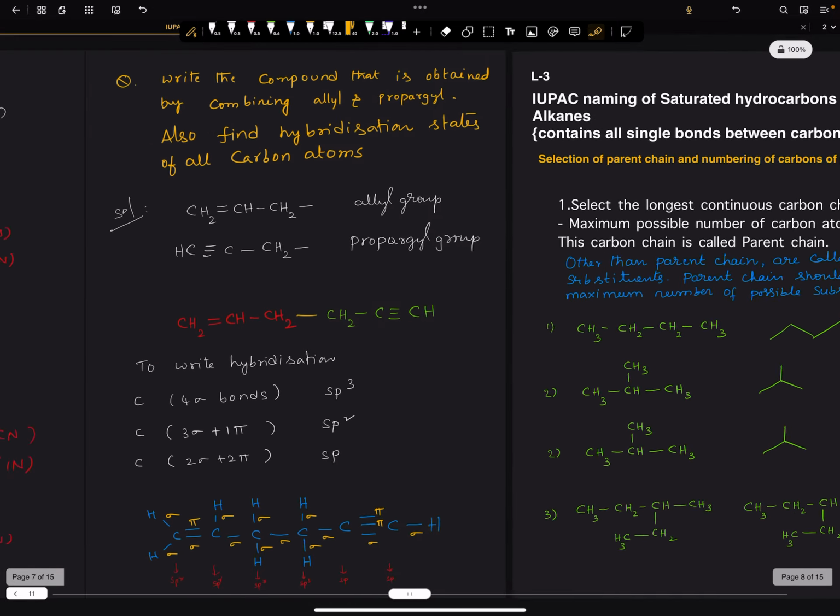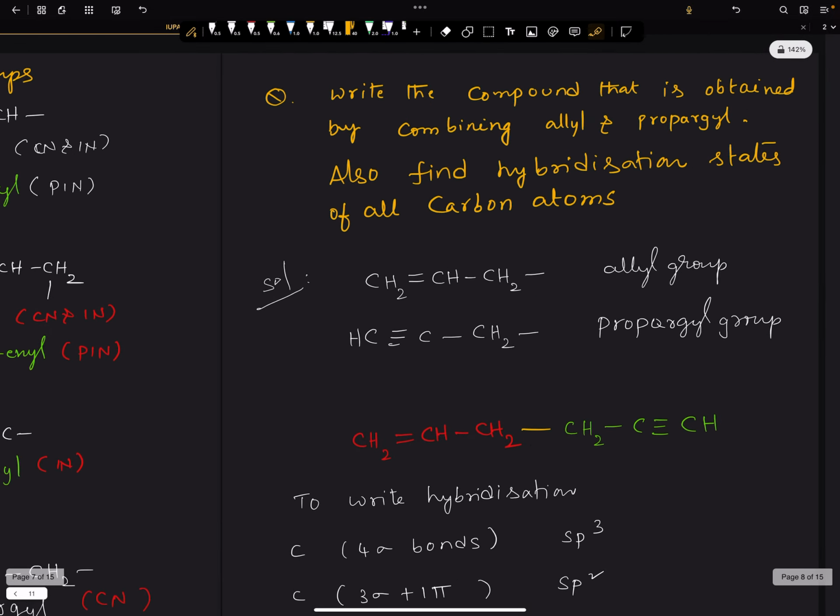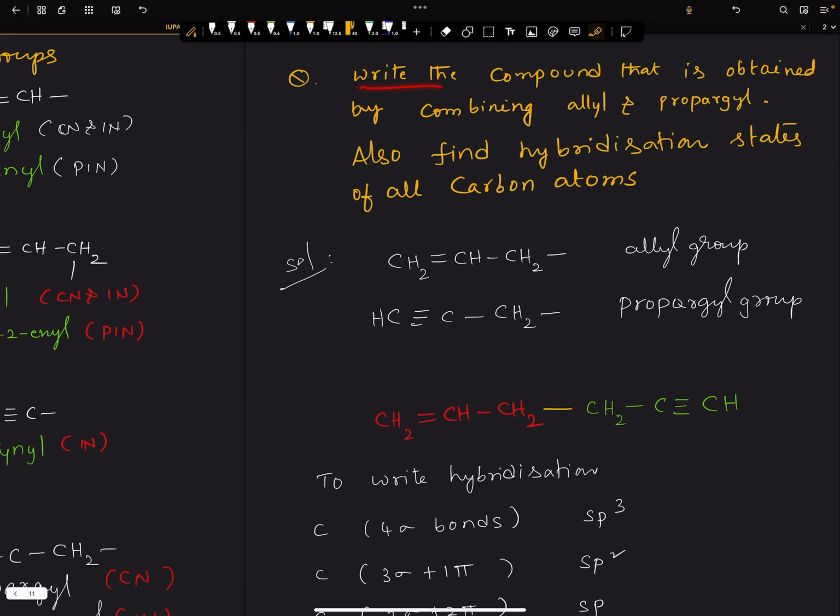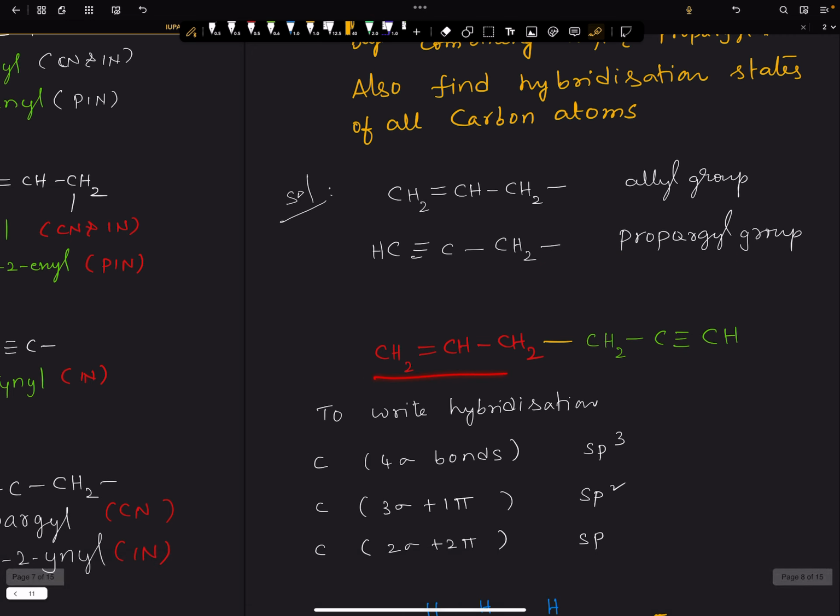Let us take an example question. Write the compound that is obtained by combining allyl and propargyl. Also find the hybridization states of all carbon atoms. CH2=CH CH2 is the allyl group. C triple bond CH CH2 is the propargyl group. When allyl and propargyl are connected, we get this compound.